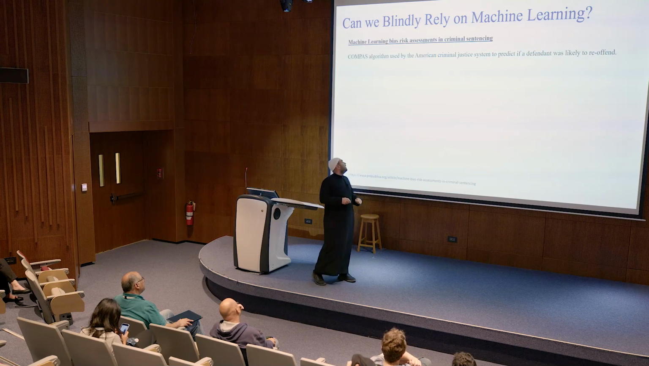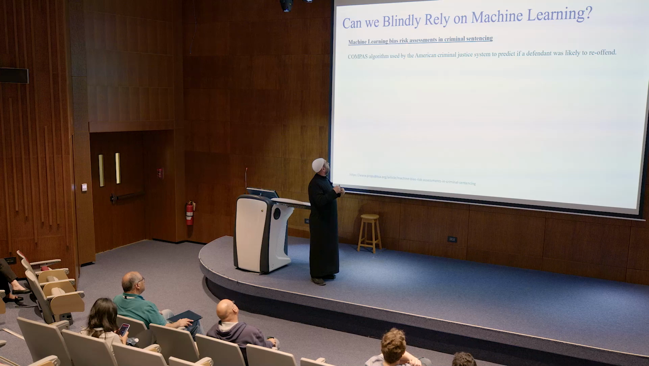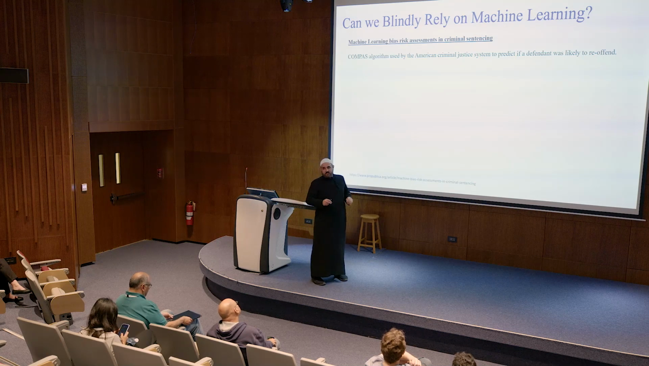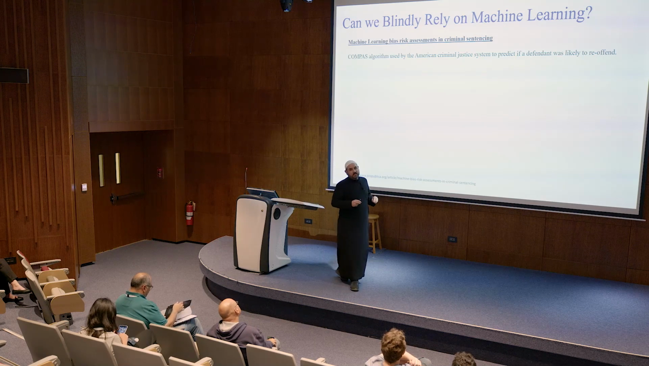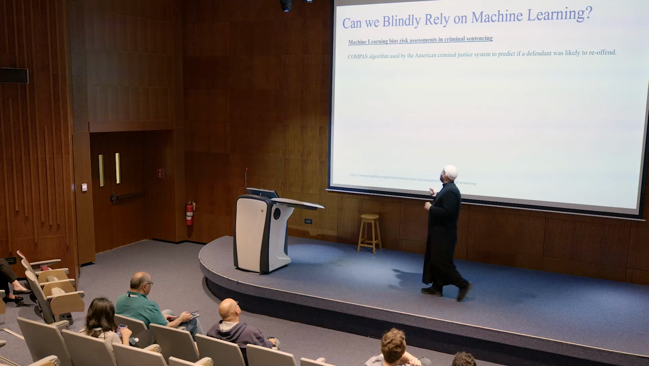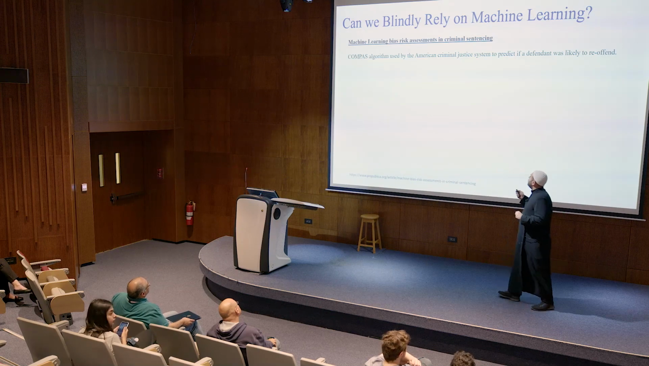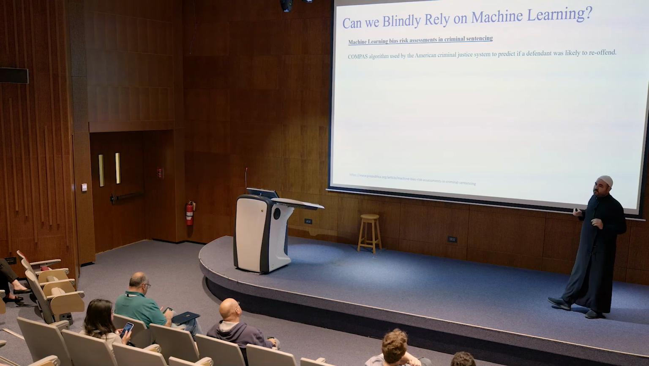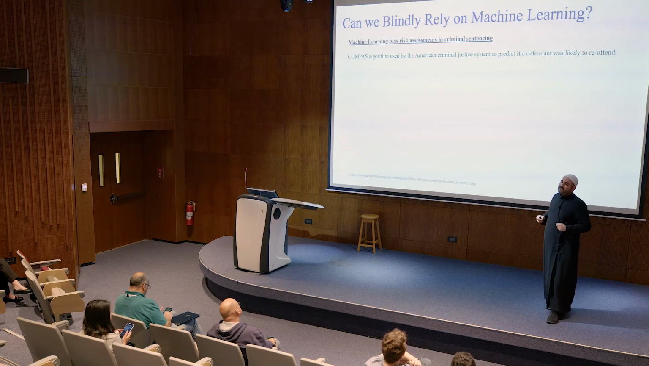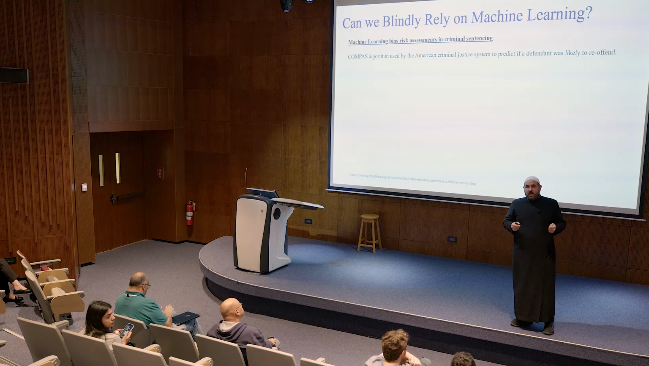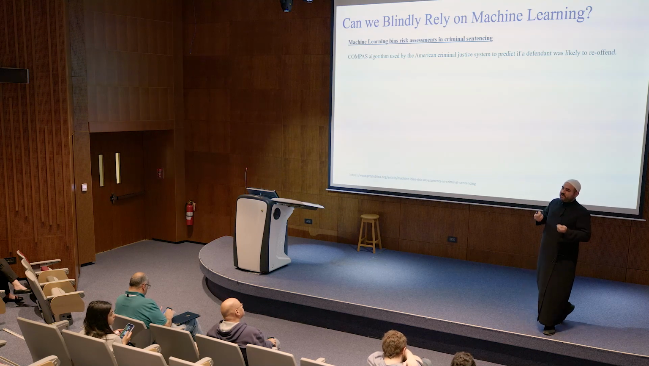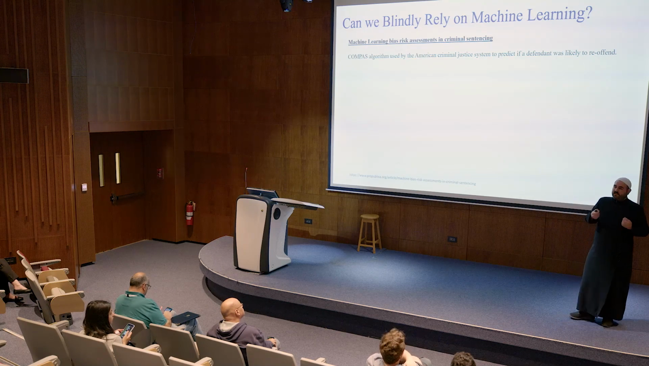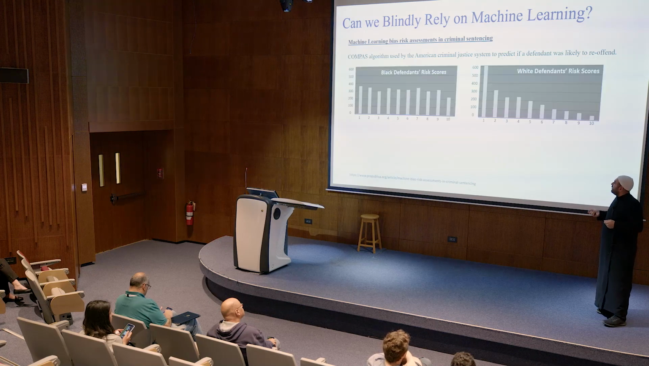One example is this machine learning algorithm that was used for risk assessments in criminal sentencing. This is used in the US, and the algorithm is called COMPAS, and what they use it for is to predict the defendant's likelihood to reoffend. So they give every defendant a risk score. What's the risk of reoffending for that defendant? Data have shown the following.